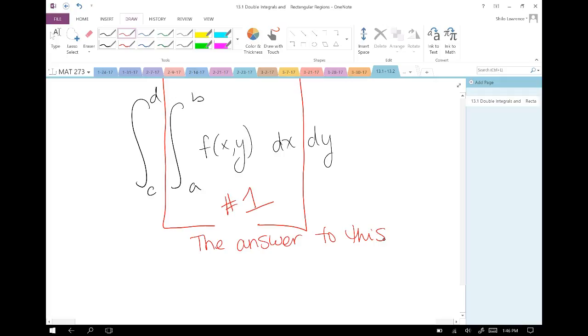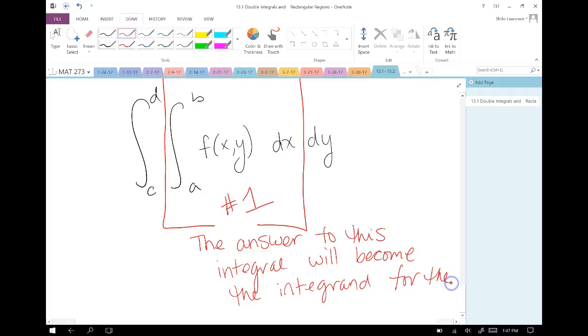Say that one more time. It's going to look like a regular integral because you're going to get rid of the x's. Exactly. The outer one is going to look like a normal integral, because you're going to be down to just one variable in the outer one. All the x's will be gone. You'll have replaced all the x's with numbers. So the answer to this integral will become the integrand for the outer integral.